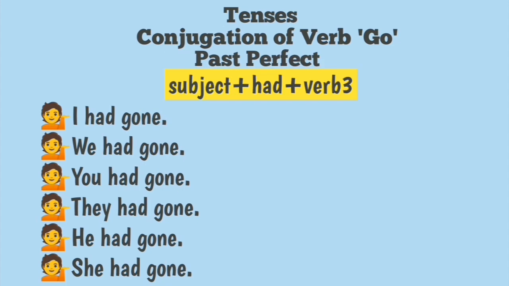Past perfect tense. Sentence construction: subject plus had plus verb 3. Examples: I had gone, we had gone, you had gone, they had gone, he had gone, she had gone.